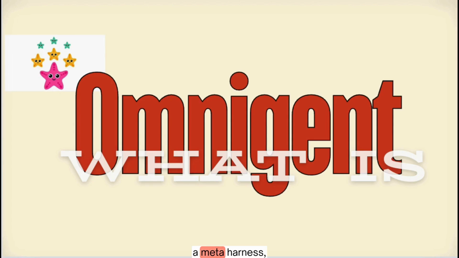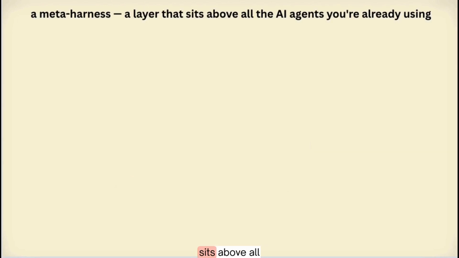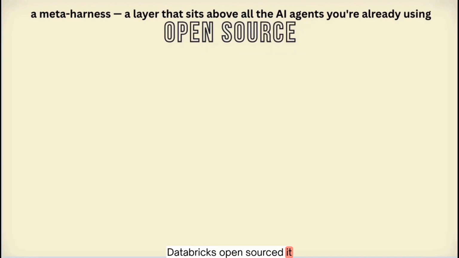Think of it as a meta harness, a layer that sits above all the AI agents you're already using. Omnigent wraps all your agents in a single unified interface. One line of config to swap your agent runtime. Your tools, prompts, and policies, they stay exactly the same. Databricks open sourced it under the Apache 2.0 license. Free, yours to use, extend, and contribute to.